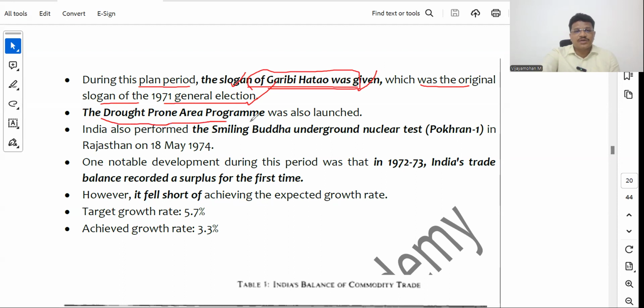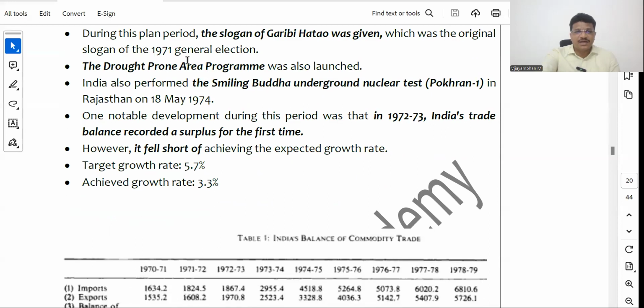The Drought Prone Area Programme, DPAP, was launched during the fourth 5-year plan. And one more thing, India also performed the Smiling Buddha underground nuclear test, that is Pokhran 1, in Rajasthan on 18th May 1974. This is not related to economic planning as such. However, this is a significant event that happened during the fourth 5-year plan, right? Next.